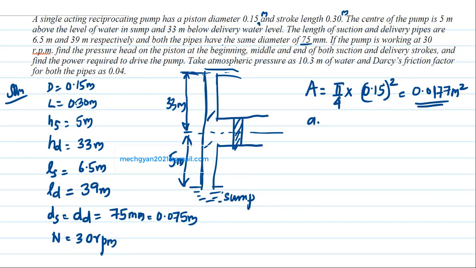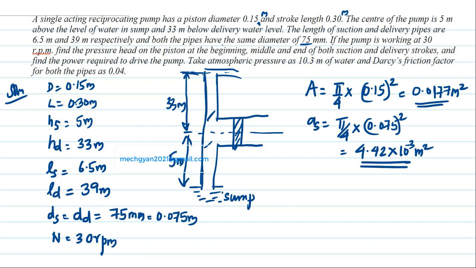Now the area of the suction pipe, which is the same as the area of the delivery pipe, is pi by 4 into 0.075 whole square. That is equal to 4.42 into 10 power minus 3 meter square. So the area of the suction pipe is equal to the area of the delivery pipe, because the diameters are the same. So these things are given.